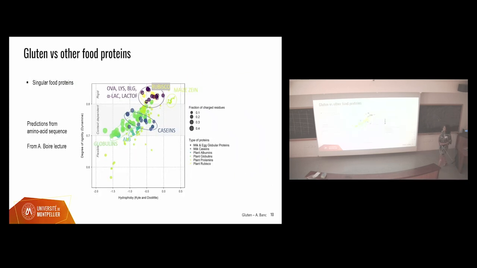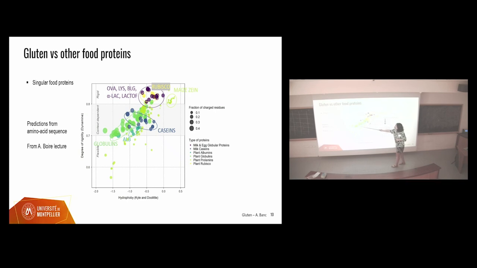Now, if we compare this protein to the other food proteins, here I asked Adeline for her plot, where she represented protein as a function of rigidity and hydrophobicity. You can recognize the main animal proteins, ovalbumin, lactoglobulin, and so on, which are very rigid and hydrophobic. Here you can see casein, which is more flexible than all these other animal proteins.